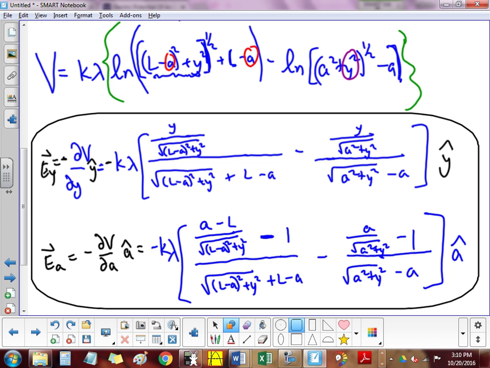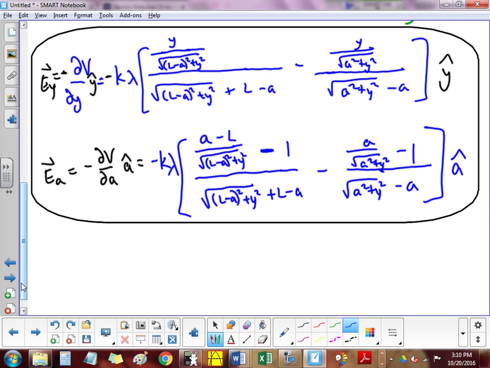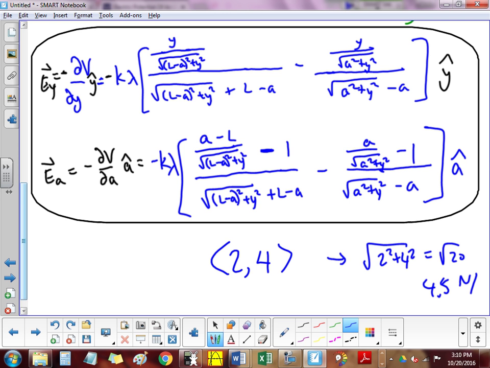Now, let's say you pick a point, A units along the rod, Y units above the rod. You plug those numbers in, you're going to get a Y component of the E field given by the first equation and an A component of the E field given by the second equation. So let's say you get 2 newtons per coulomb, 4 newtons per coulomb. You could just basically set up the magnitude calculation. You could say, look, my field is 2, 4, or 4, 2, or whatever it was. And then you could find the magnitude. So the square root of 2 squared plus 4 squared is root 20, 4.5 newtons per coulomb. You see what I'm saying?